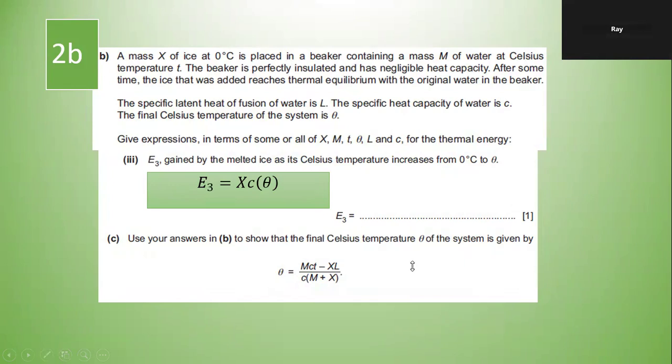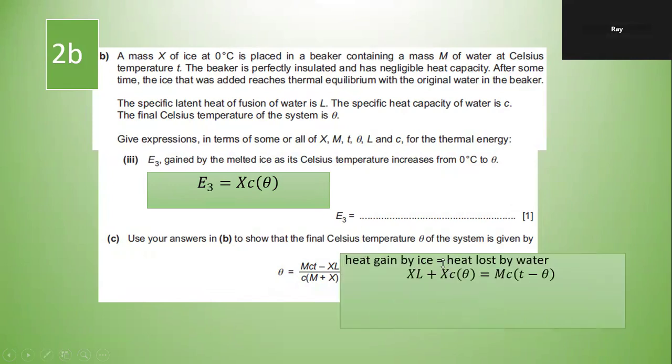I refer to the previous question. Heat gain equals heat loss. This gain by ice, that's the E3. That's your E1, that's your E2. Then simplify. You want theta, so take the MC theta to the other side, take XL to the other side. So you get MCT minus XL. Then you can take the theta out and take it to the other side, it becomes positive. So it's XC minus MC plus MC.